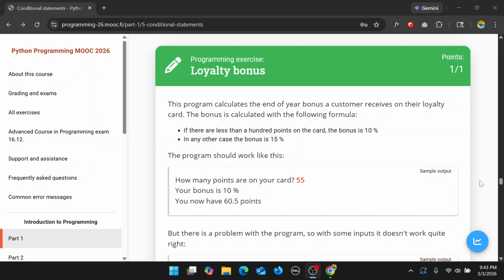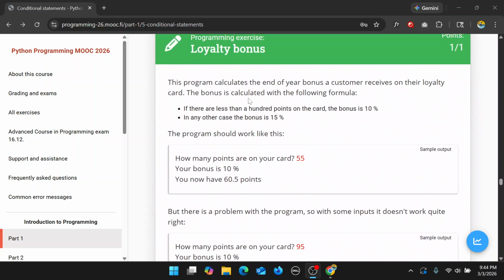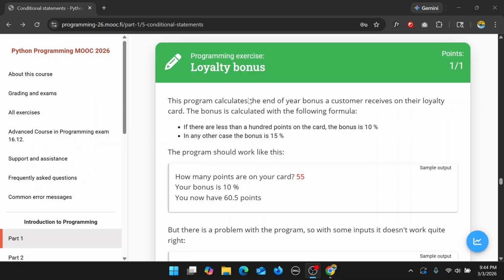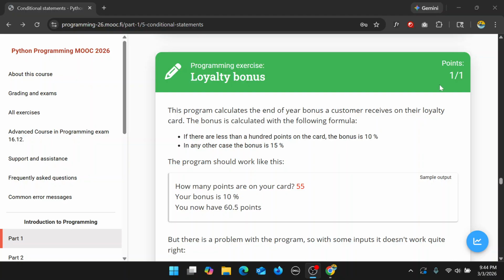Okay, so here we have another exercise called loyalty bonus, part of the conditional statement section. This will be the final video in this section. So hopefully we get through these remaining exercises in this video. If not, we'll drop one more video, but I think we'll be able to get through them in this one video.